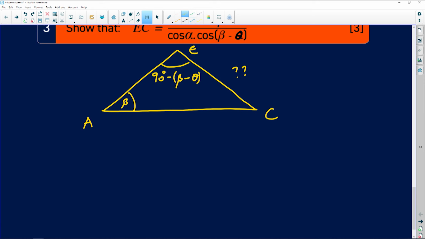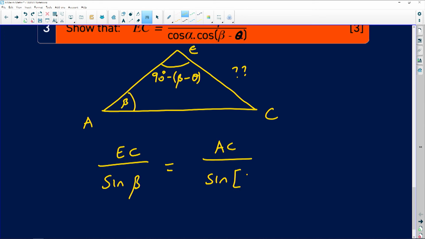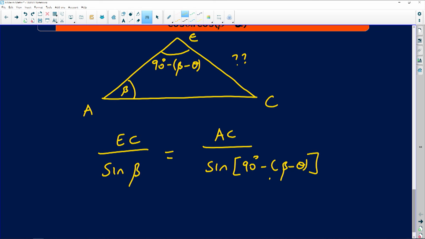So now I'm going to develop this solution by using the sine rule. The sine rule says the length of EC, divided by the sine of the angle opposite to that side, is given by the length of AC divided by the sine of the angle that is opposite to that, which is 90 degrees minus beta minus theta. This is simply what you're sitting with. All right, now if you proceed here and make EC the subject, it is going to simply say EC is AC multiplied by the sine of beta. So what I'm simply doing, I'm just cross multiplying, in order to make EC, which is what they're looking for, the subject of the formula.